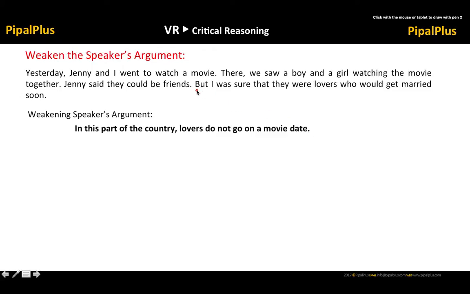So you remember the speaker's argument. The speaker's assumption was that any boy and girl, they are lovers and they'll probably get married soon, right? But if I say that in this part of the country where we've gone to watch this movie, lovers typically do not go on a movie date, then how could they be lovers? The couple that we see, they could not be lovers, sir. So by stating this, I have weakened the speaker's assumption and hence the speaker's argument, right? So this is how we weaken the speaker's argument. All right, let's move on.